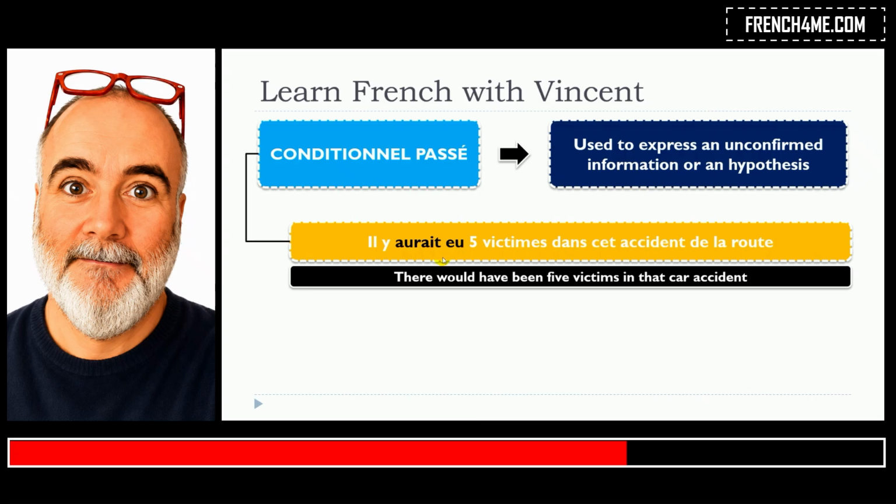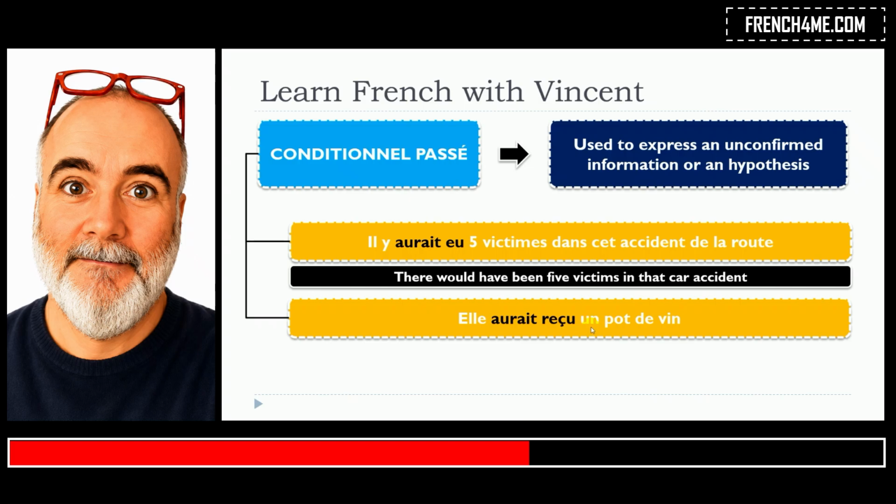So it's quite a good example. It's a tragic one, I know, but it's a good example because we're not sure about the number of victims in that case. So we are going to use le conditionnel passé just to say that it might be like that, but it might be different too. So this concept of unconfirmed information. Il y aurait eu 5 victimes dans cet accident de la route.